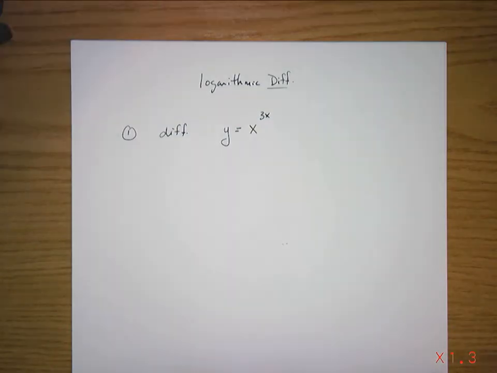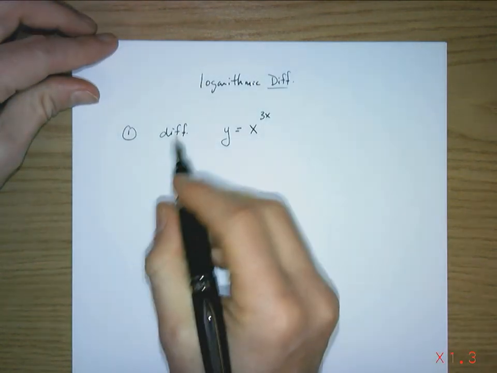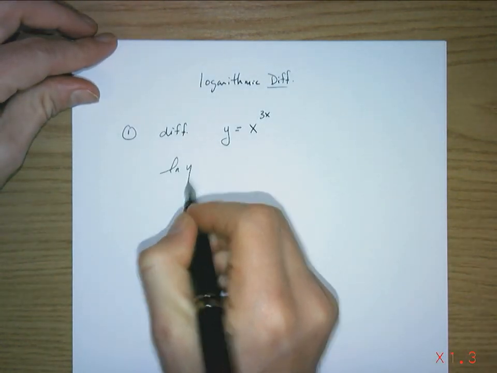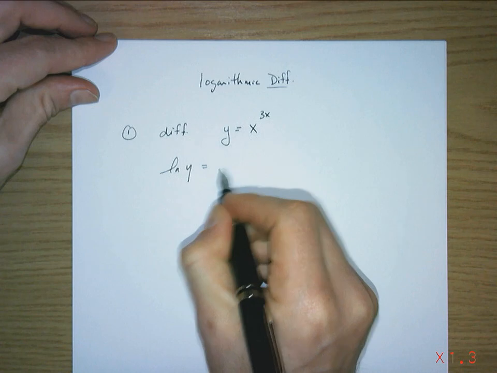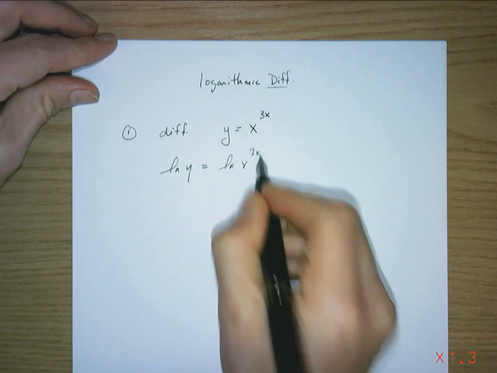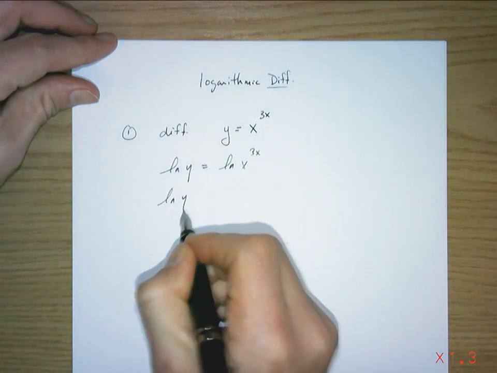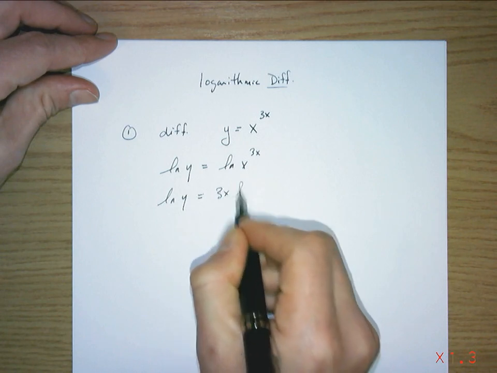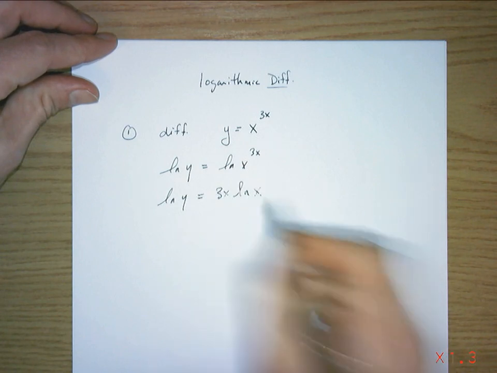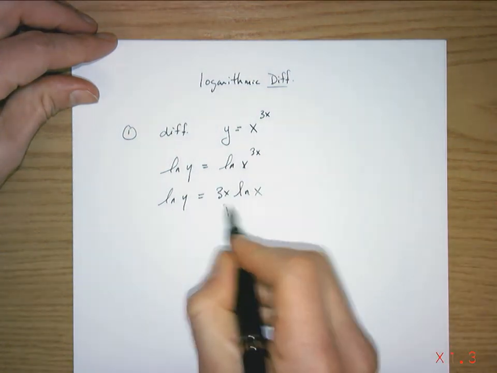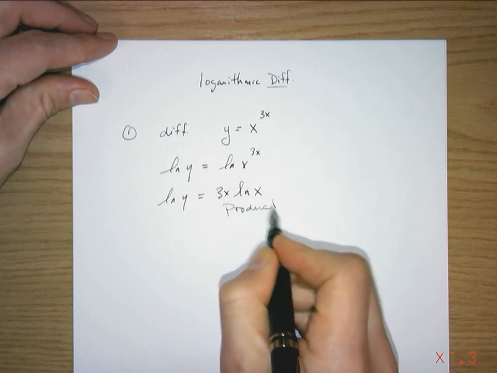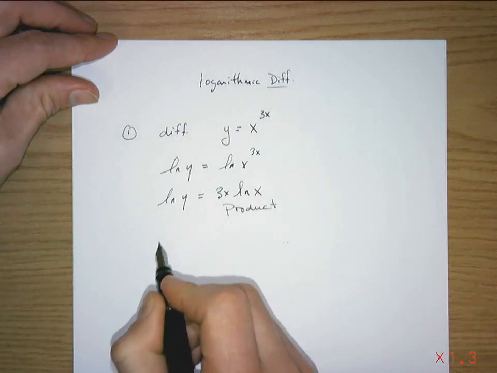Now again, that's that special type of function. It's not a power function. It's not an exponential function. We're going to take the logarithm of both sides so that we can change it into something that we can actually take the derivative of. This allows us to change it into a product, which we can then take the derivative of both sides.